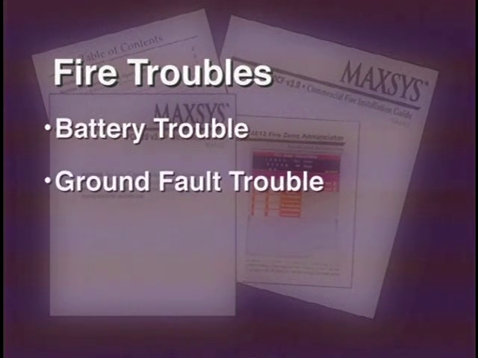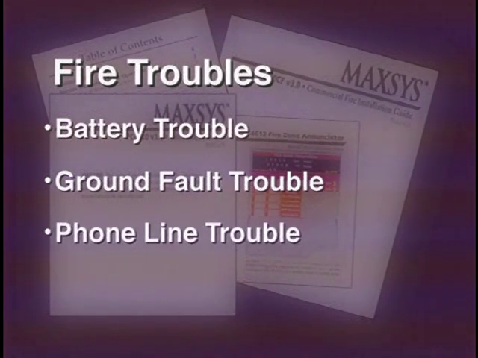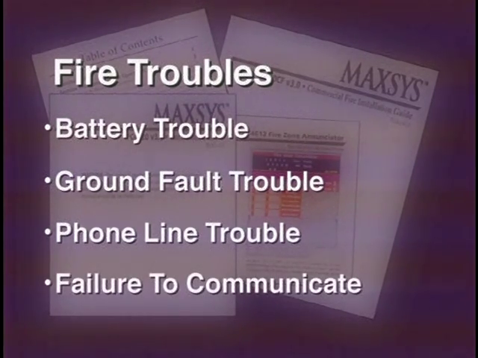Ground fault detection must be enabled on all commercial fire systems. A phone line trouble on either line 1 or 2 will generate a trouble condition, and a failure to communicate trouble will occur if the panel is unsuccessful transmitting any signal to the central station.